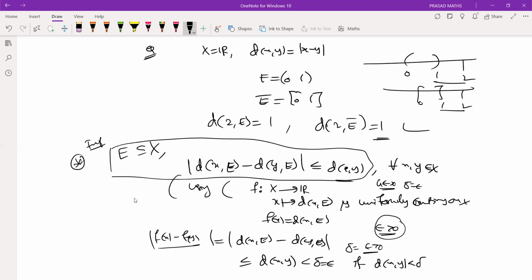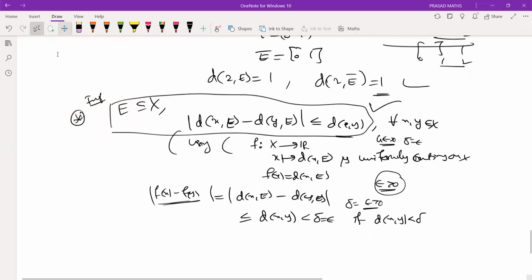Therefore, the distance between the images is very close to each other whenever the distance between the points of the domain are very close to each other. Therefore, it is uniformly continuous. So this inequality is very, very important. Is it clear?